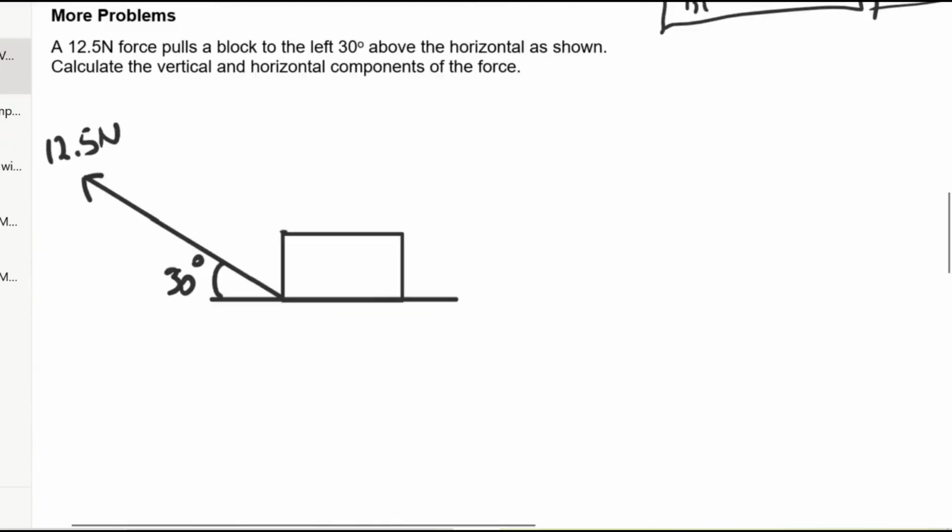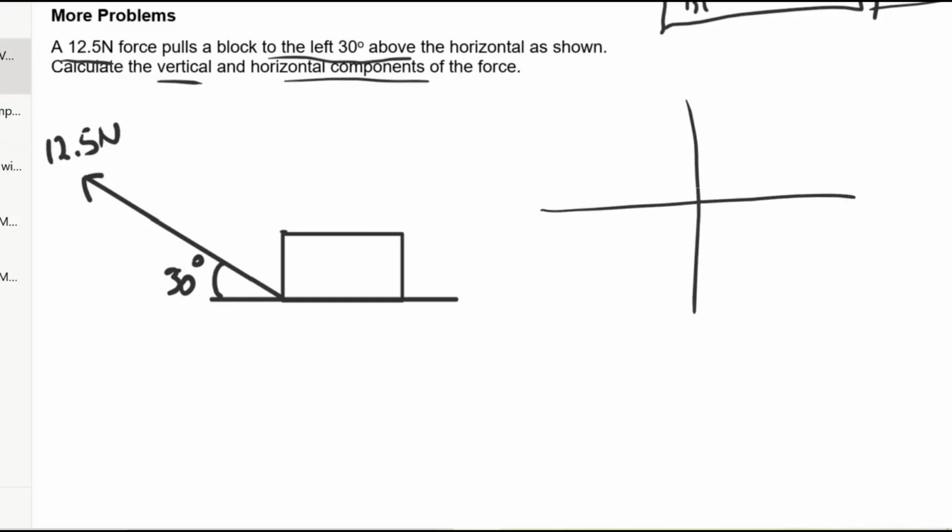More problems. A 12.5 Newton force pulls a block to the left at 30 degrees above the horizontal as shown. Calculate the vertical and horizontal components of this force. Now, I need to draw a Cartesian plane and indicate the force. Here's my 12.5 Newton force. The given angle is this one here, 30 degrees.